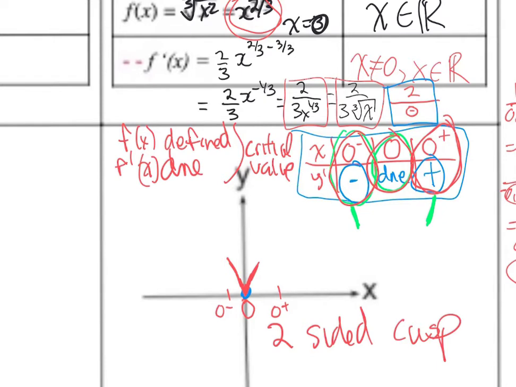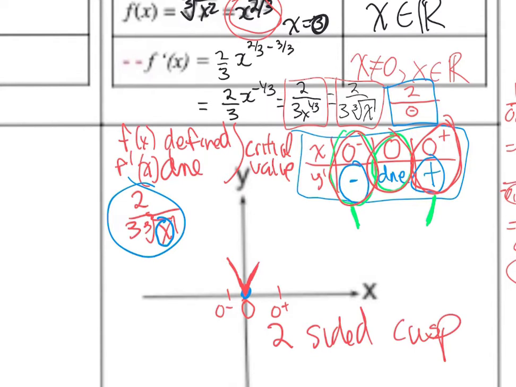Think about this. Remember the slope is 2 over 3 cube root of x. If I put a number really close to 0 in there, this whole number is huge. So that means the slope is almost vertical. It's almost an infinite slope.